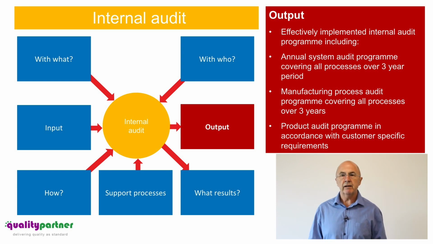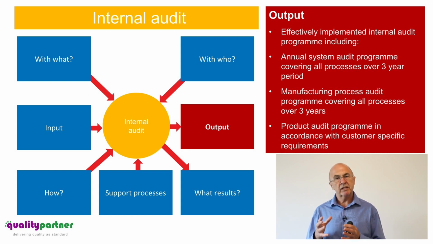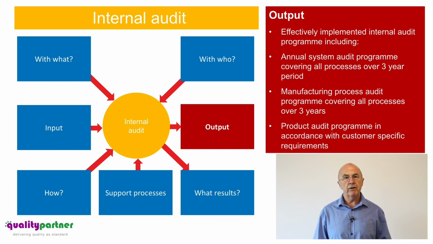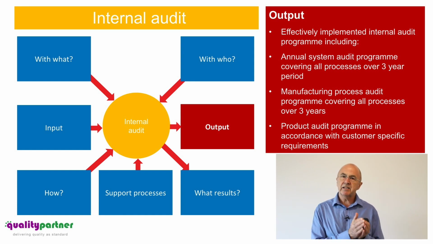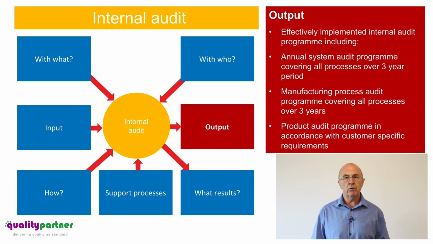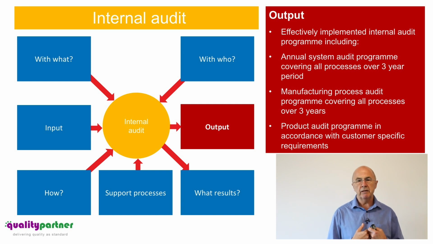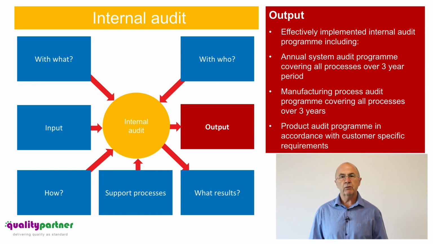Finally, product audit. We need a product audit program in accordance with customer specific requirements. As an example, if we are supplying a German vehicle maker, they will make reference to VDA 6.5 to develop our product audit program. So we do need to understand customer specific requirements, but unlike system and process audit, there's no requirement about the frequency that we audit each of the products, but we do have to have a product audit program. These are some of the things that we will develop as an output of the internal audit process.